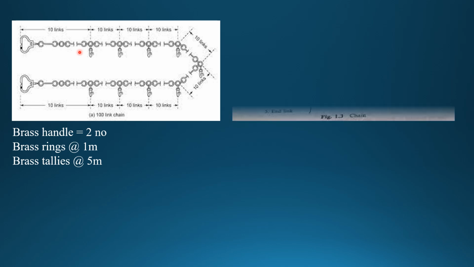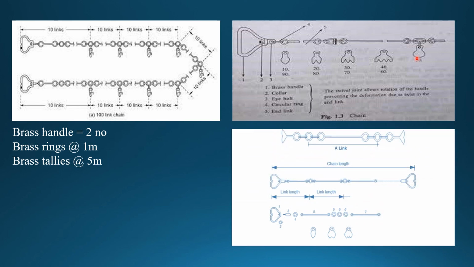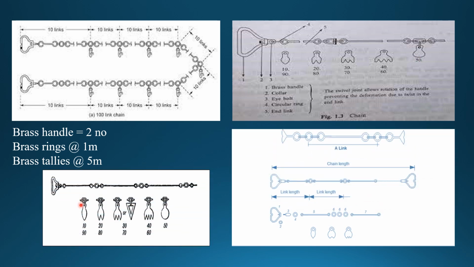Next, these are the brass tallies. For each 5 meter one tally is provided. For the first 5 meter there is one tally with one lobe, for the next 5 meter a second tally with two lobes, then a third tally with three lobes, similarly with four lobes, and this is for the fifth. This is the same image, and for three lobes you can use this triangular shape tally. Then the last image shows the link length.